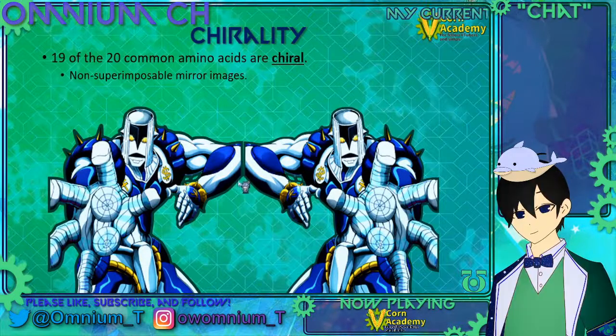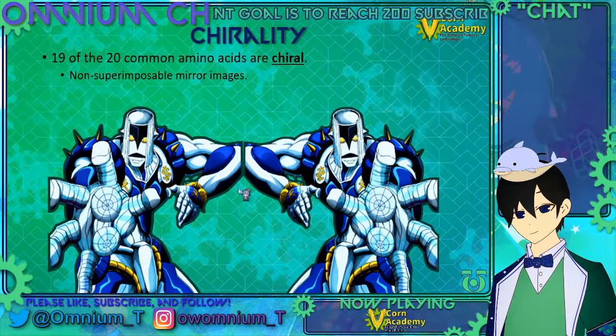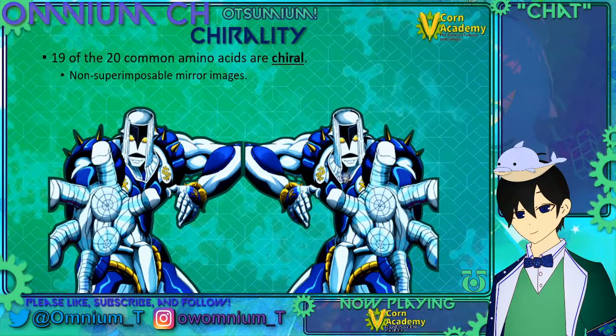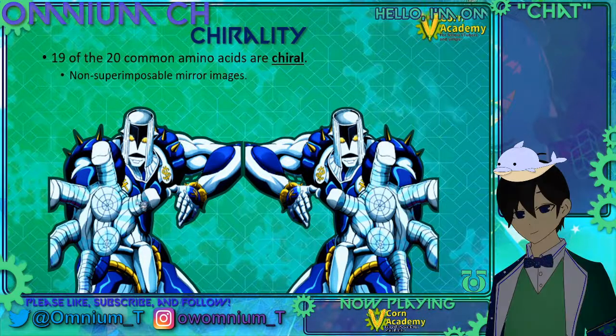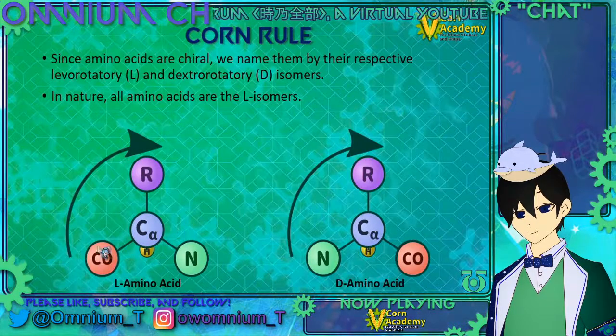Amino acids are also chiral, except for one of them. So 19 of the 20 amino acids are chiral. They're non-superimposable mirror images. Imagine your left hand and your right hand. You can't cross them onto each other. You can't superimpose them, and that's what makes it chiral. And it's important in a lot of biological bases.